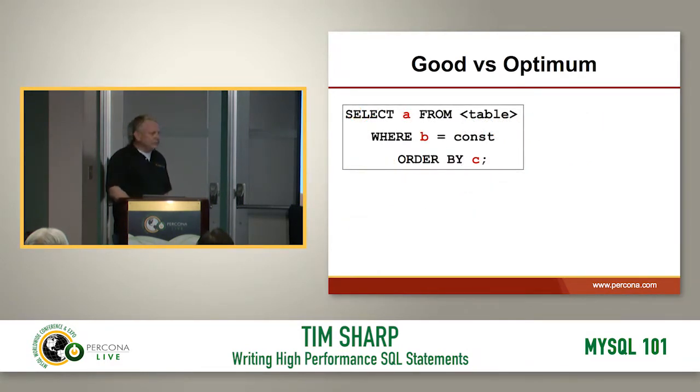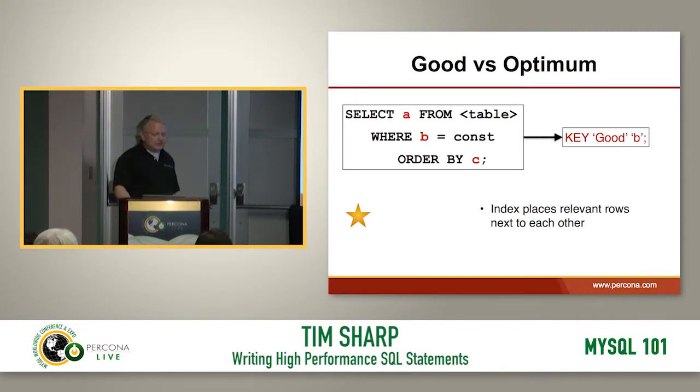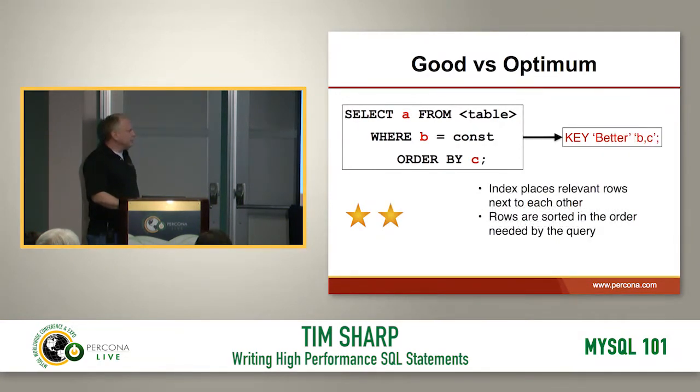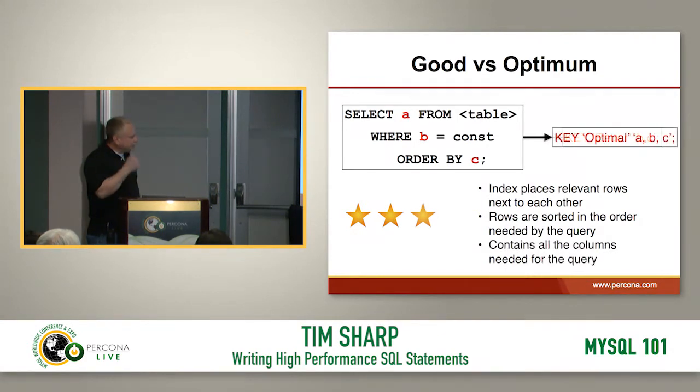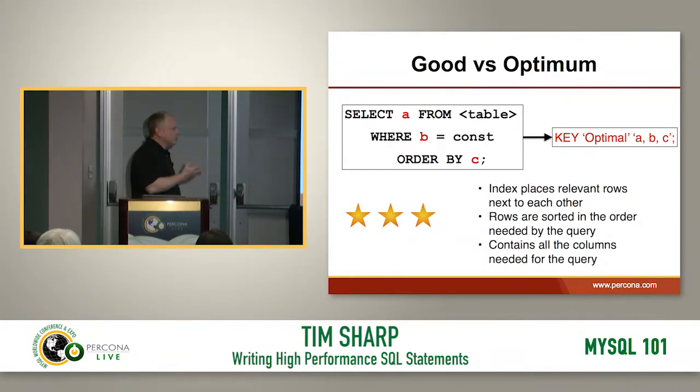So I chose an example to give you an idea of how this ranking works. I did a select A from table where B equals a constant order by C. A good index is going to just index the column B, so all the relevant rows are next to each other. A better index is going to have a multi-column index on B and C so that the rows for C are pre-ordered for you by your query. And then the optimal index is where all the columns needed by the query are indexed. And again, this is a covered index.